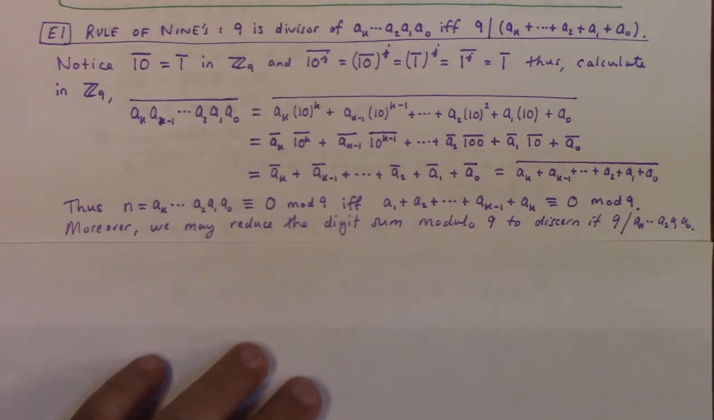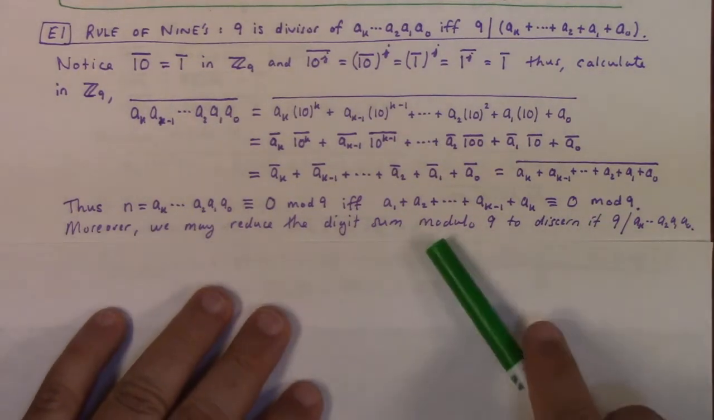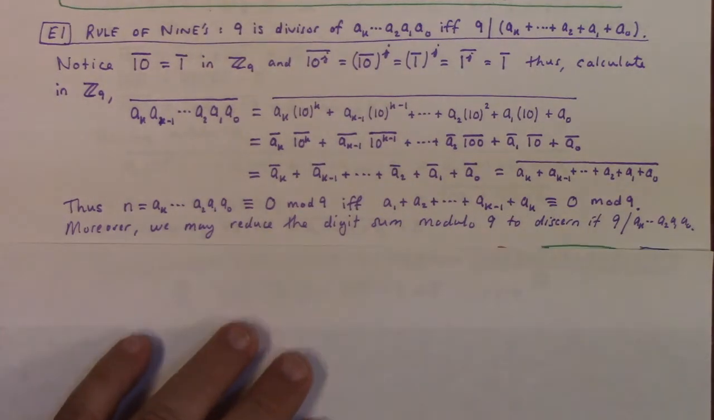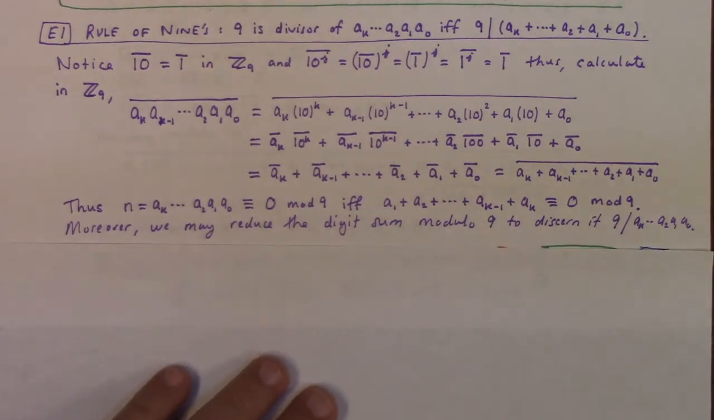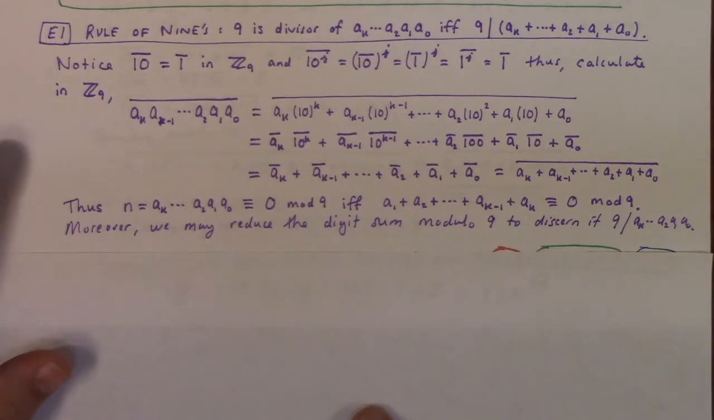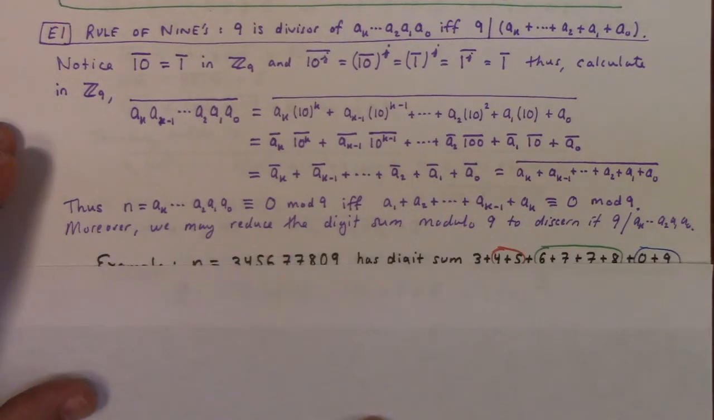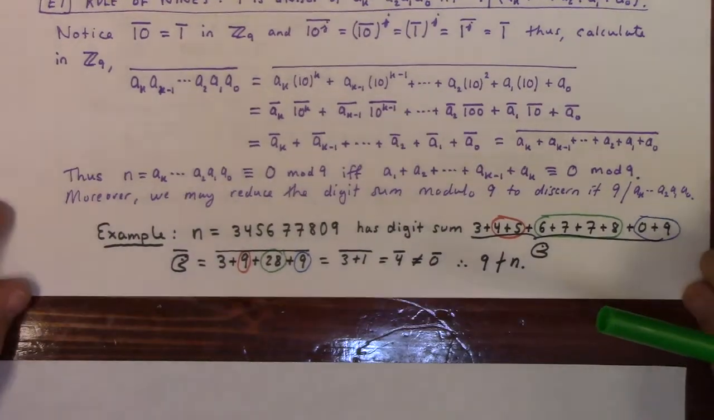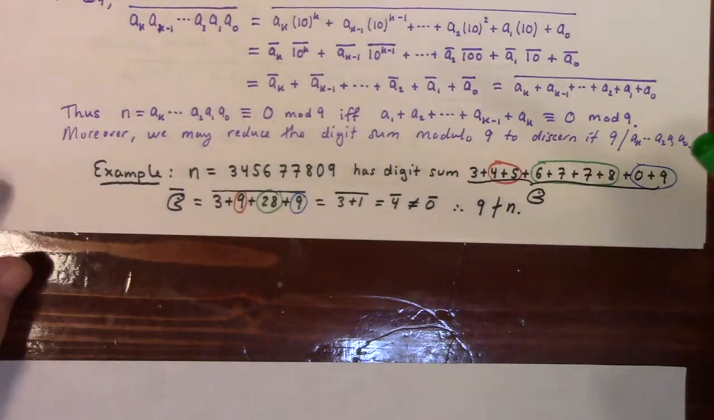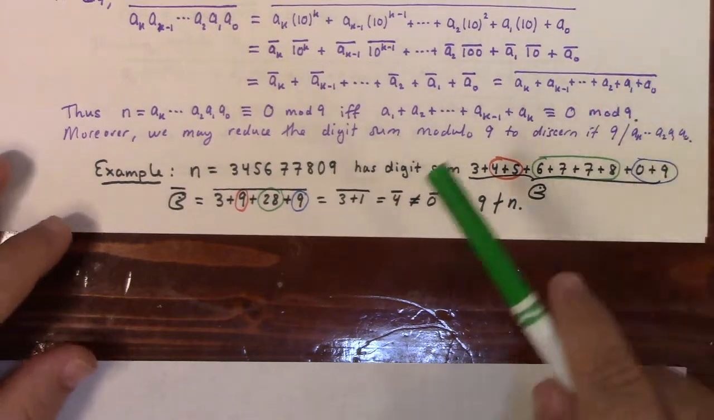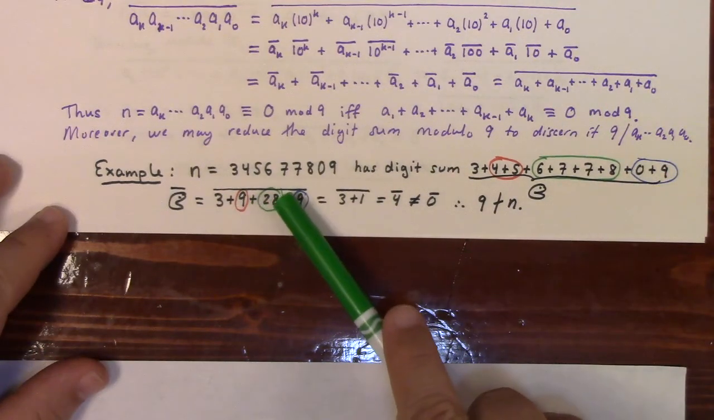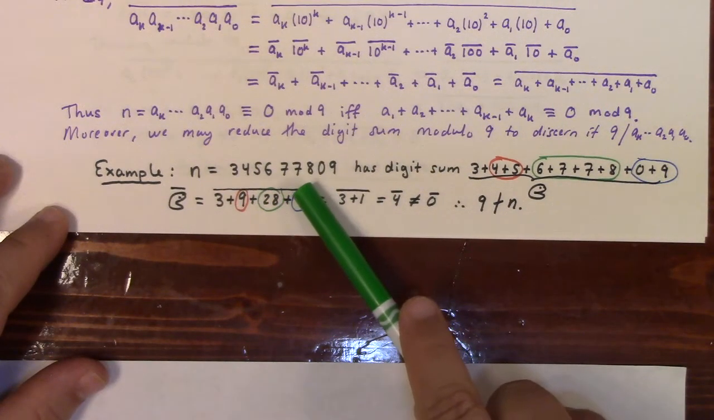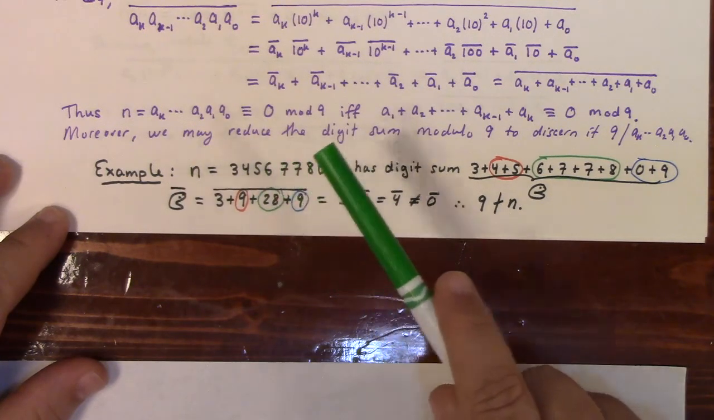So it's actually a little bit better than the rule of nines, because we can reduce the digit sum modulo 9 to discern if 9 divides the decimal expansion a_k through a_0. So for example, here's an example. If we have n equal to that number, 3, 4, 5, 6, 7, 7, 8, 0, 9. What is that? 2, 3, 4, 5, 6.